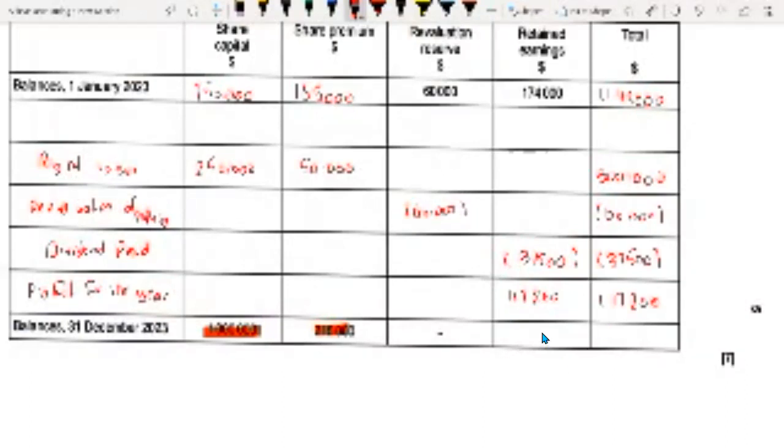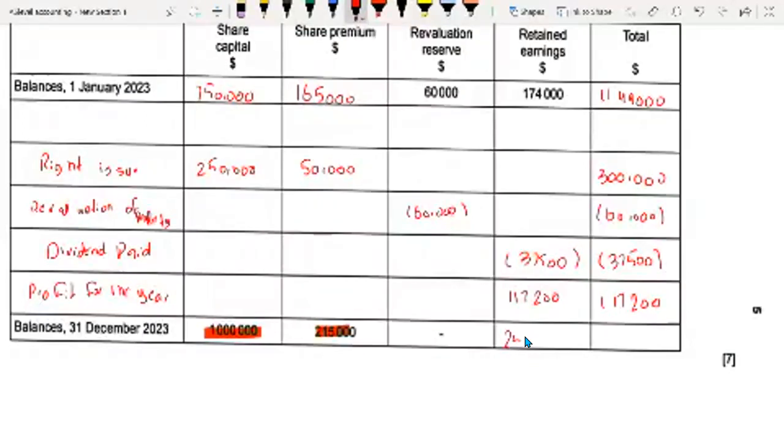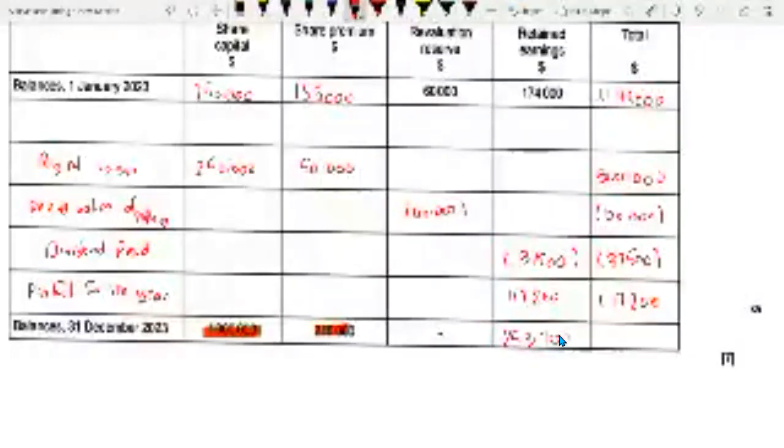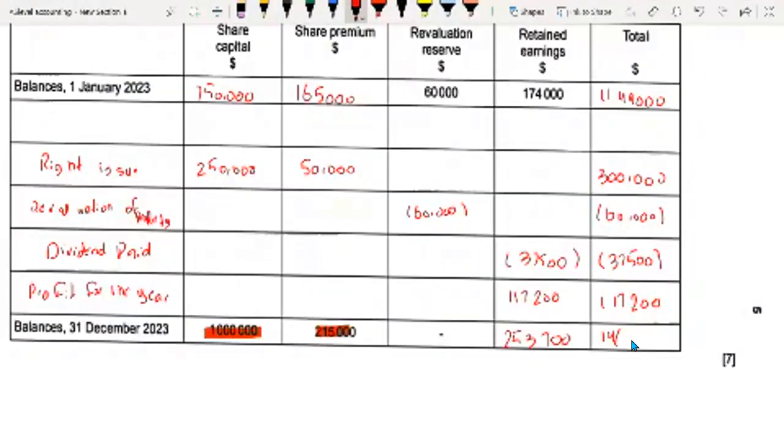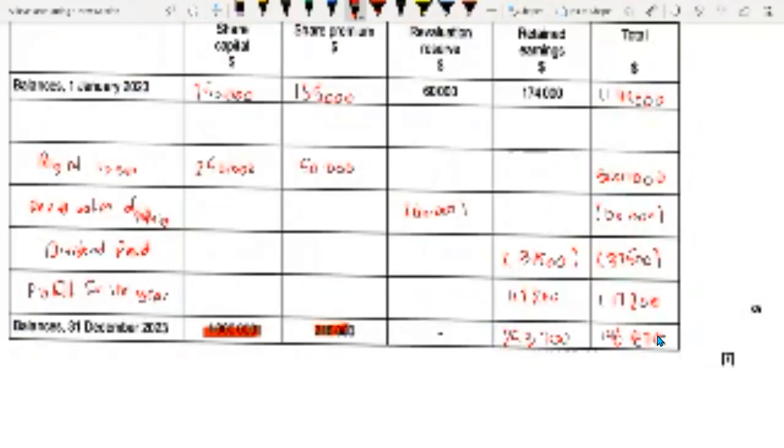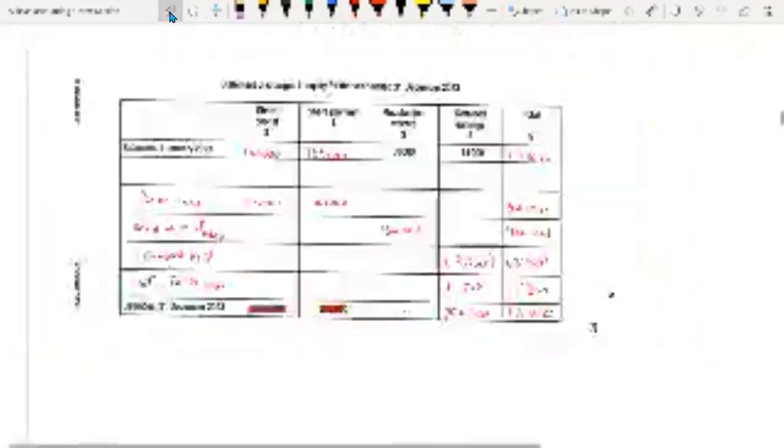So finally, we have the retained earnings, which is 253,700. And this is 146,800. Okay, so this is our statement of changes in equity. Now let's see the C part.